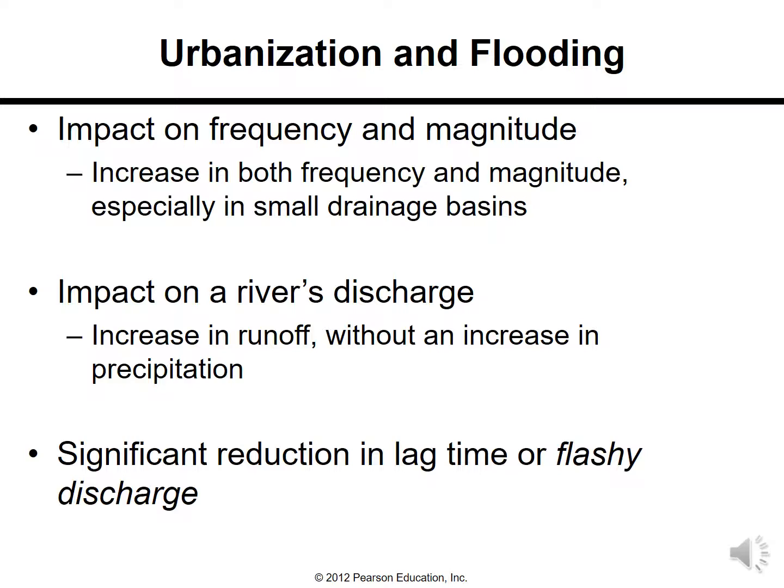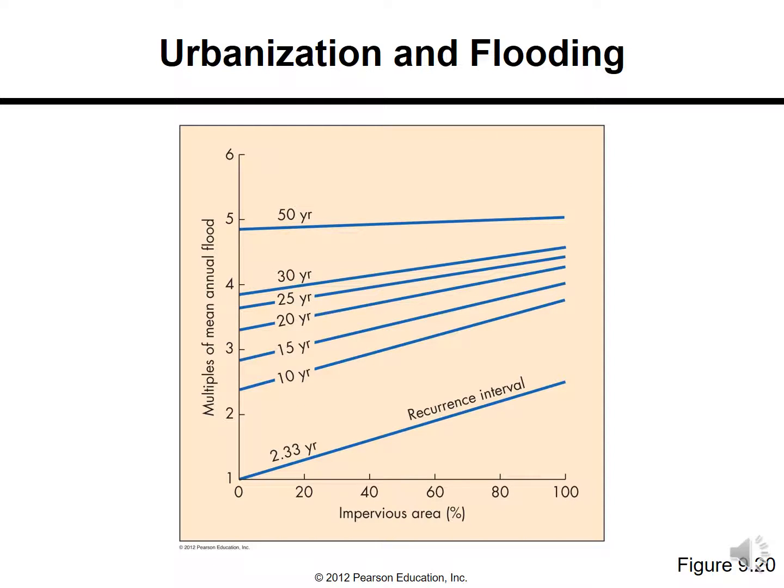Urbanization and flooding. Like I mentioned, when you are increasing the population, you need more and more houses, more and more needs. So this impacts the frequency and magnitude of flooding. It increases both frequency and magnitude, especially in small drainage basins. The impact on discharge is an increase in runoff without an increase in precipitation, so a significant reduction in lag time and flashy discharge. Those are the consequences of urbanization.